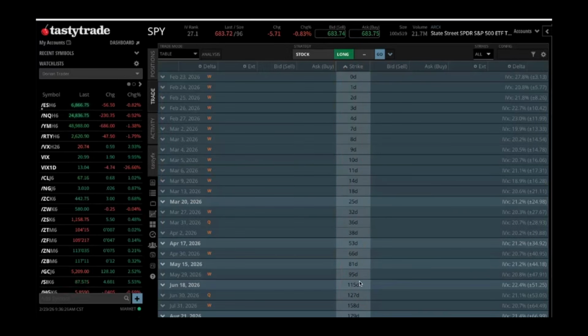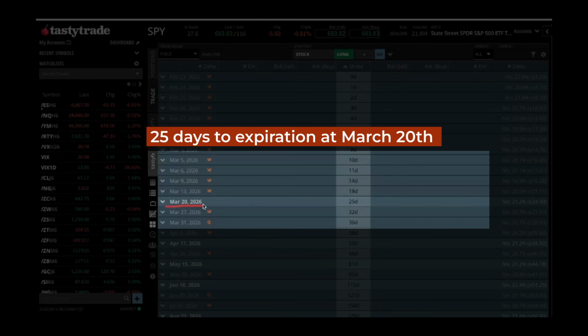The date is going to be attached to those numbers. So in this example, we have March the 20th, 2026. That's 25 days from now. So that's what it's saying. It's going to expire in 25 days, and that's March the 20th.